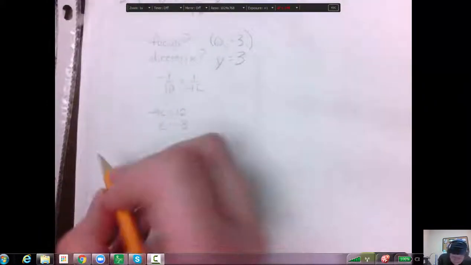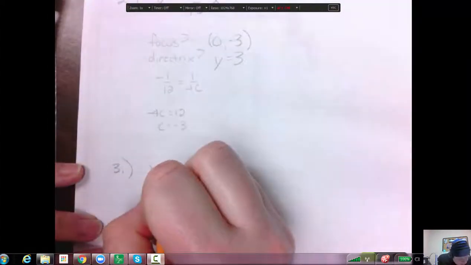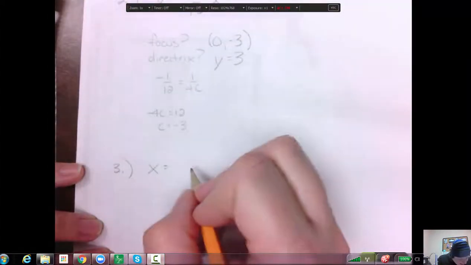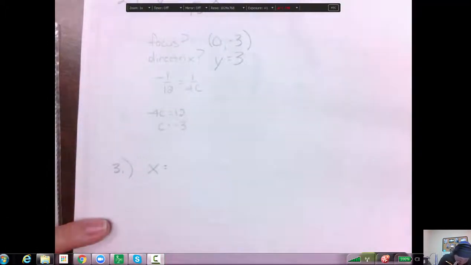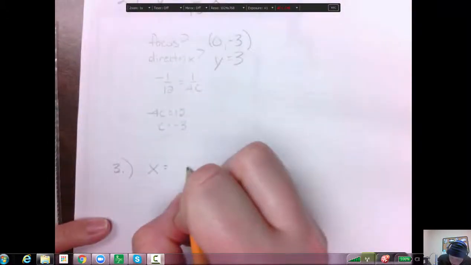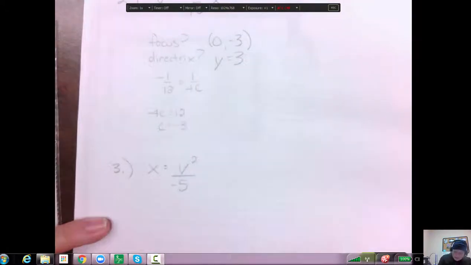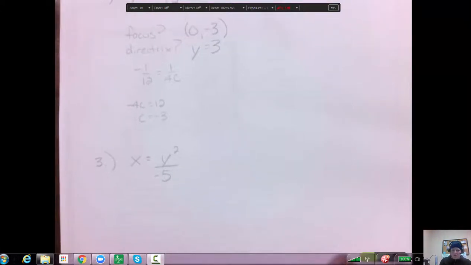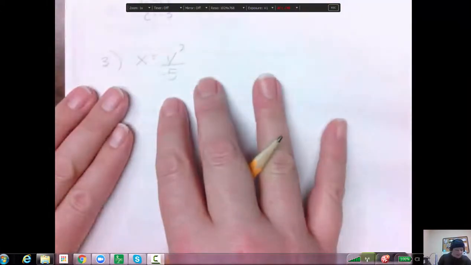All right, so let's look at what if it was a horizontal one. So what if I said x equals y squared divided by negative 5. So what would be our focus again and our directrix if I know this information here?